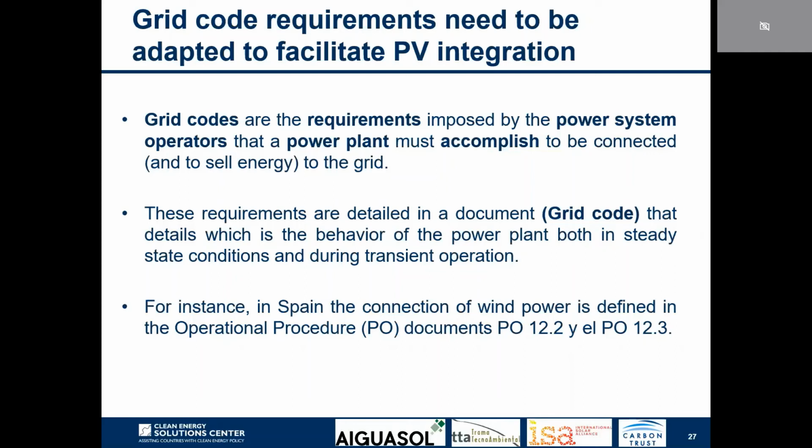These requirements will, of course, be driven by the optimized integration of such solar generation in terms of stability, in terms of security, etc. All these requirements will need to be detailed in a series of documents known as the codes, or the grid codes, that will define in detail what is the behavior expected or required of such a power plant, both in steady state conditions, but also during the transient operation of the plant. For instance, as an example, in Spain, the connection of wind power plants is defined by operational procedure documents PO 12.2 and PO 12.3.